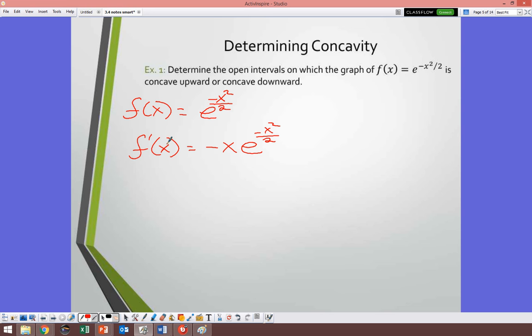So second derivative, it's going to be product rule, right? So f double prime of x is equal to negative e to the negative x squared over 2 plus, no, it's going to be a minus, right? Actually, hold on, I want to take the derivative. It's going to be a positive, right?